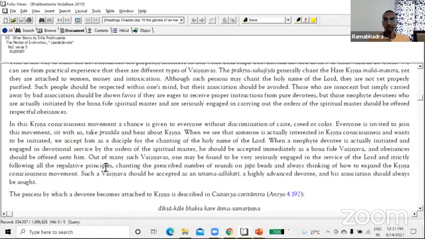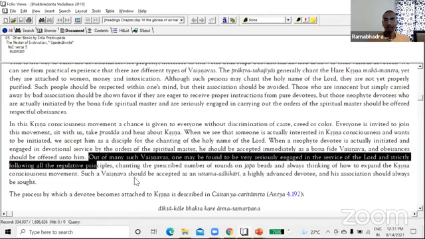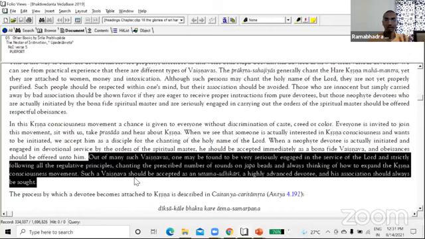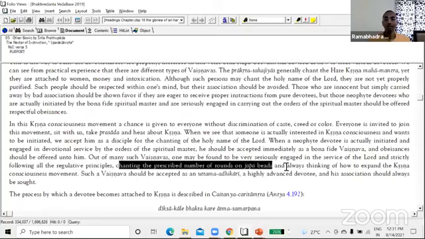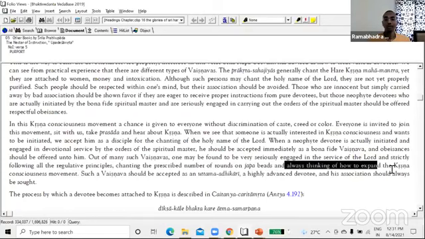So Prabhupada is here giving a hint. This is not exactly like a definition of an Uttamadhikari from the Shastric perspective, but what are the symptoms we see in this Uttamadhikari? Very seriously engaged in the service of the Lord, strictly following the regulative principles, chanting the prescribed number of rounds, always thinking of how to expand the Krishna conscious movement. So these are four criteria Prabhupada is giving here.